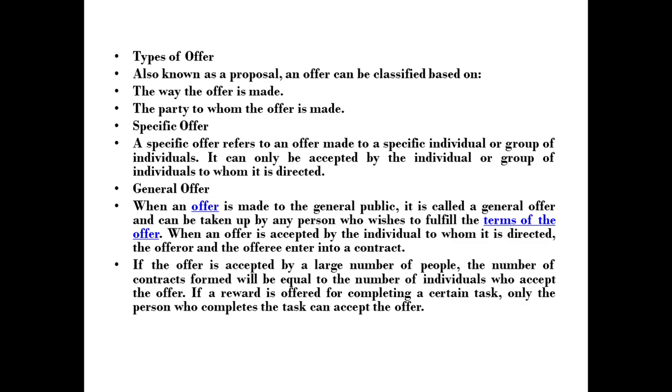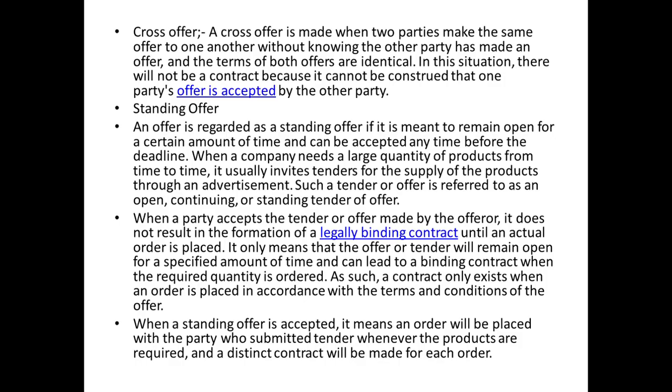A general offer is an offer made to the general public, and it can be accepted by any person who wishes to fulfill the terms of the offer. When an offer has been accepted by the individual to whom it has been directed, the offeror and the offeree enter into the contract. A cross offer is when two parties make the same offer to one another without knowing that the other party has made an offer, and the terms of both offers are identical.